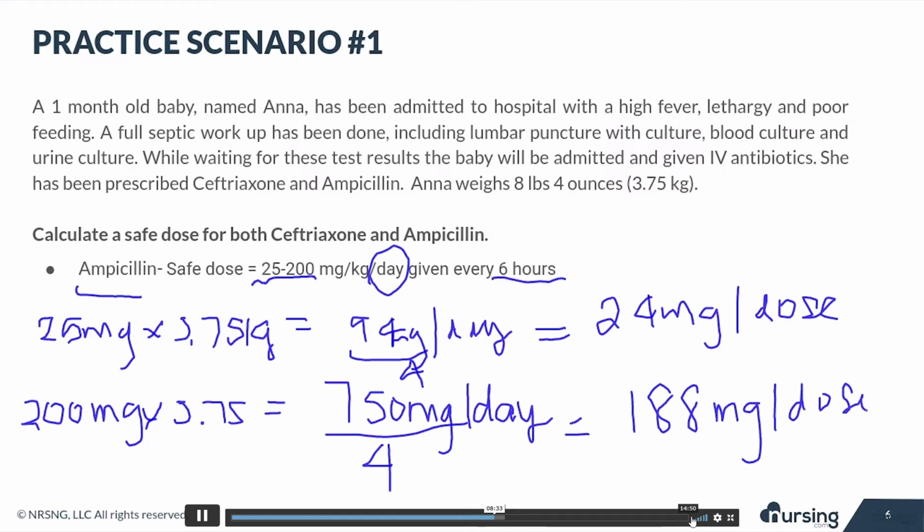So we had to do an extra step there to calculate how much she can have per dose because the formula that we were given by the drug book gave us how much she could have per day. So just always make sure that you're paying attention to whether your formula is per day or per dose so that you can really get the accurate amount that she can have.